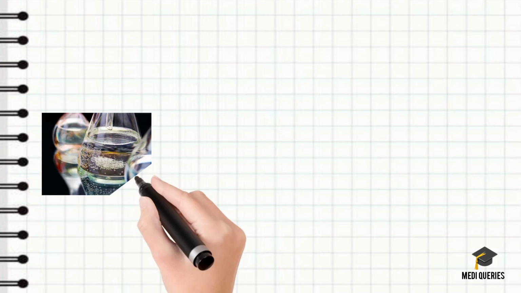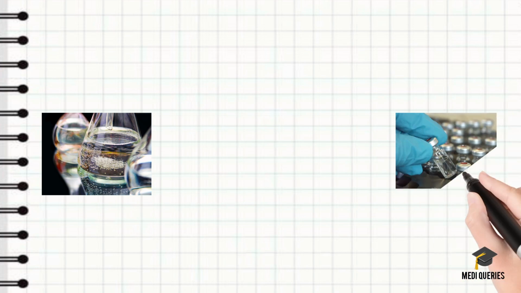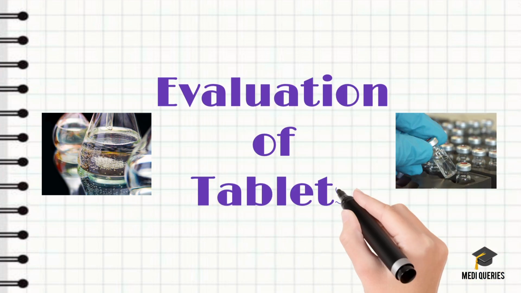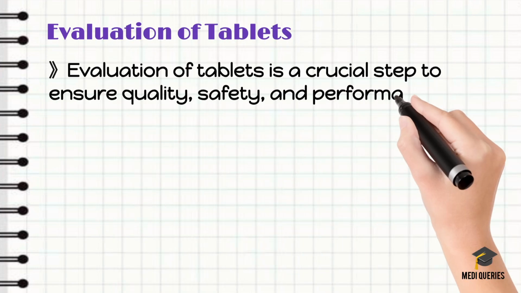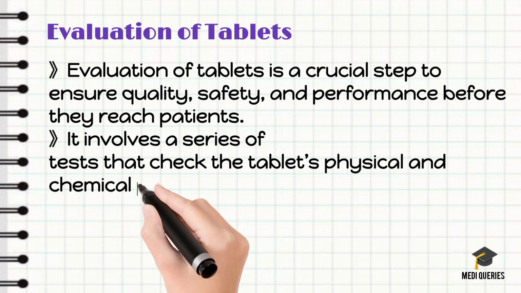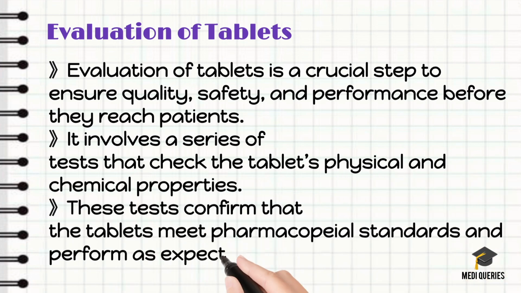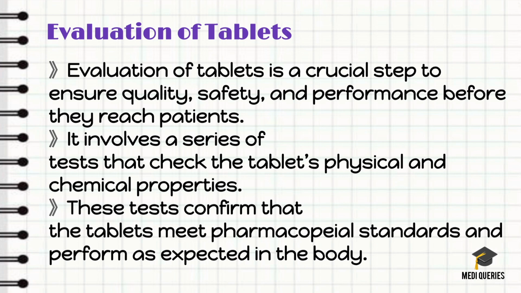And next is the evaluation of the tablets. Evaluation is the process of checking the tablets for quality, safety and performance. It mainly ensures that each tablet meets the pharmacopoeial standards and delivers the right dose to the patient. From appearance and hardness to disintegration and dissolution, every aspect is very carefully tested. Evaluation is crucial during formulation development, batch release and regulatory approvals. Poorly evaluated tablets can lead to treatment failure, patient harm or product recalls.